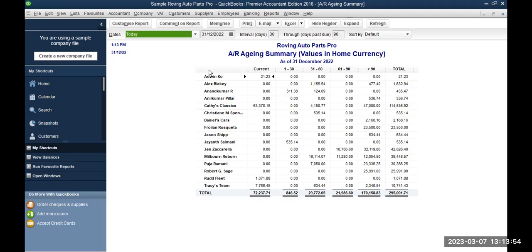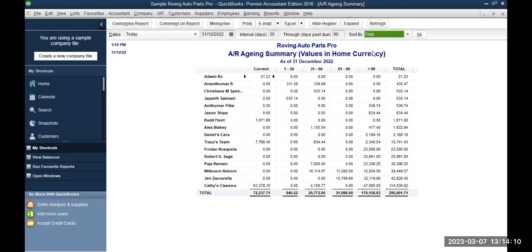By default, the report is alphabetically organized, but you can change and have it in order of who owes you the most money or who owes you the least money. And as shown in the previous module, you can select that by going to sort by total, and then you can choose ascending or descending order.